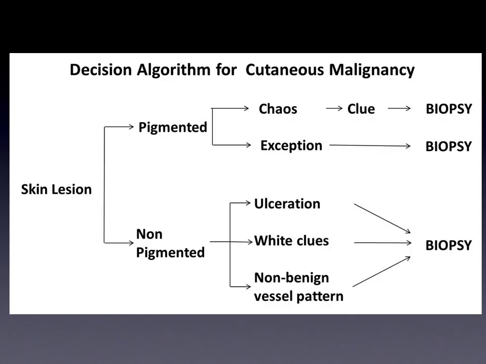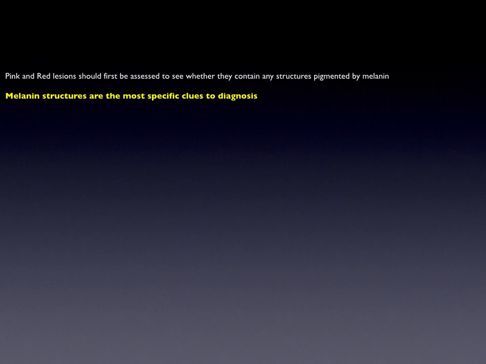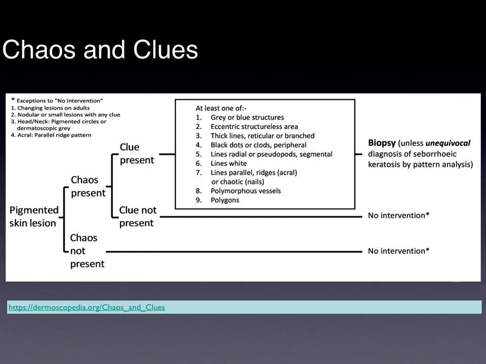If the lesion cannot be recognized by pattern recognition as one of these five groups, the next step is to apply pattern analysis. And what we have here is two decision algorithms for skin malignancy. The first for pigmented lesions, chaos and clues, and the second for non-pigmented lesions, prediction without pigment. The first step in analysing a pink or red lesion is to see if it contains any structures pigmented by melanin, because such structures are the most specific clues to diagnosis.